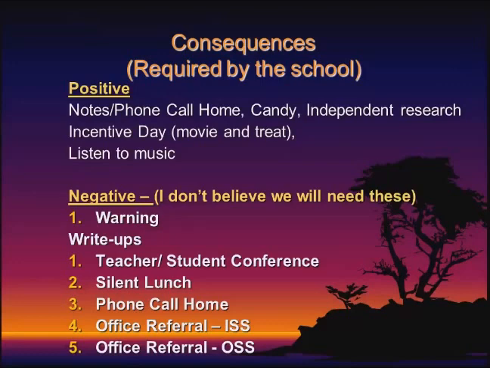Okay, but once you get those down, then we're going to move into the school system of consequences. The first time beyond the warning is a warning with the teacher and student conferences. That's a written warning that goes into the system. The next step is silent lunch. The next step after that is a phone call to the house and also a written write-up that'll move you up the ladder in another step.